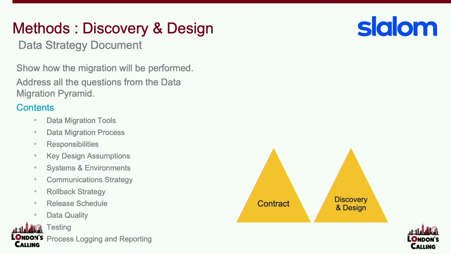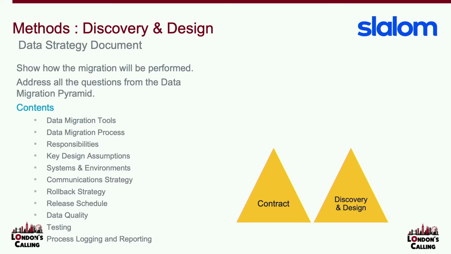I've got a few recommendations here for the contents of these documents, so I'm not going to go through those line by line. But you want to cover the key things that describe how the project's going to proceed and what's going to happen if things go wrong, so that you can communicate to all your stakeholders what to expect at the end of the migration.